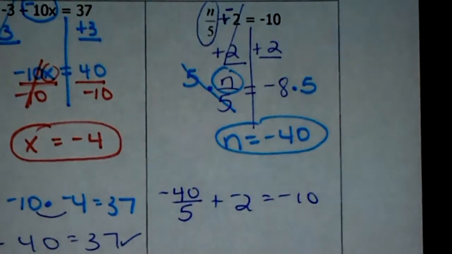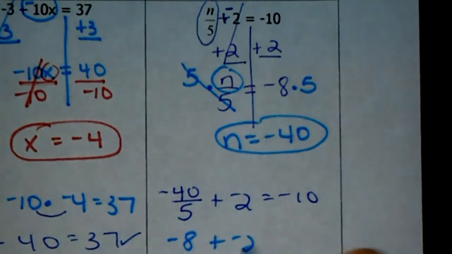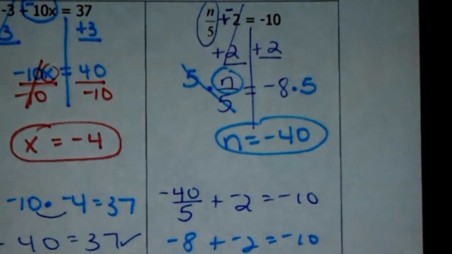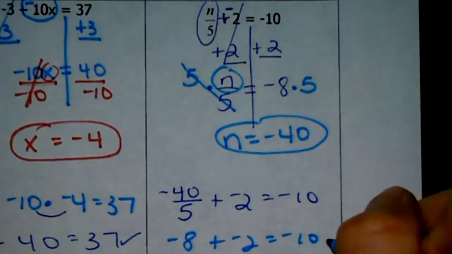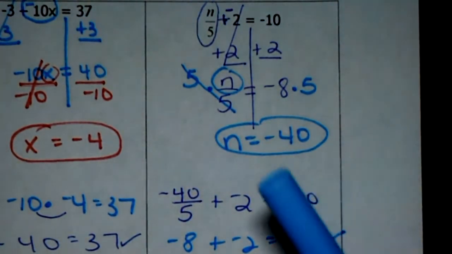Well, negative 40 divided by 5 is negative 8. And negative 8 plus negative 2, does that equal negative 10? Sure does. Same signs, add the digits, keep the sign. So that's the gist of a basic two-step equation.